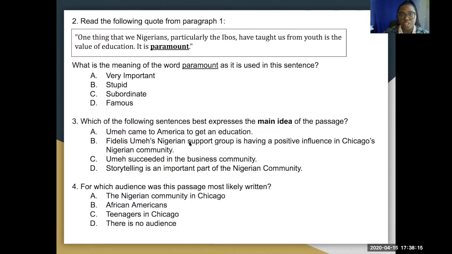Question 2, you're gonna read that actual quote, and now we're gonna use those text features to figure out what paramount is. I would suggest using some context clues, okay? One thing that we Nigerians, particularly Igbos, have taught us from youth is the value of education. So what do you think paramount means, and what is it even talking about? I have a feeling it's talking about that education. So the question is, what is the meaning of the word paramount as it is used in this sentence? We have a few different options here.